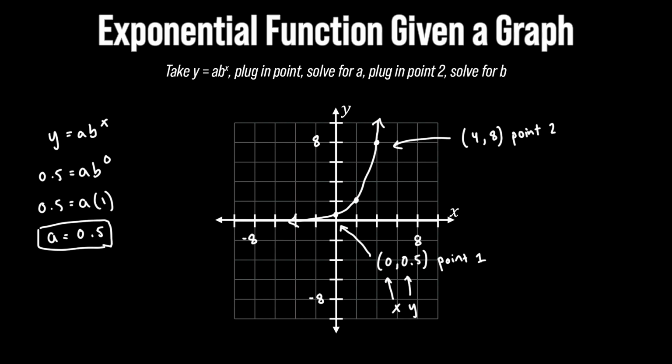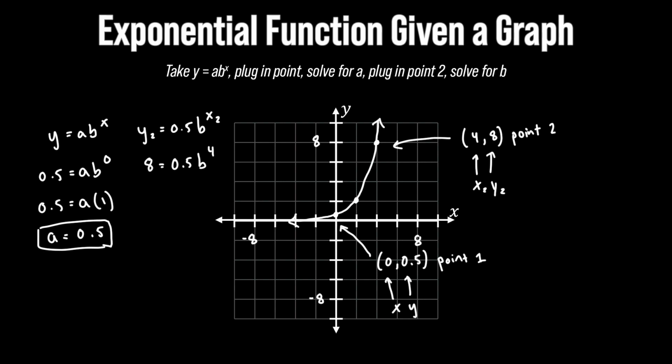So we take our same equation, y is equal to ab to the x power, and over here, we're going to take the second point's x and y value and plug them in here. So now that we have this new formula, we're going to plug in the value of y, which is 8, which is going to be equal to 0.5 times b to the x being 4 here.